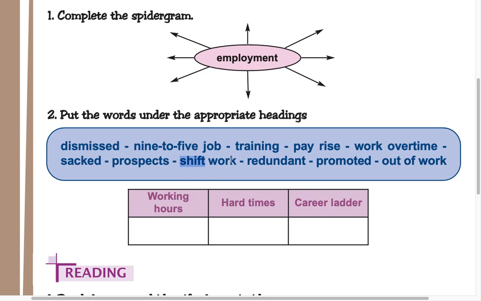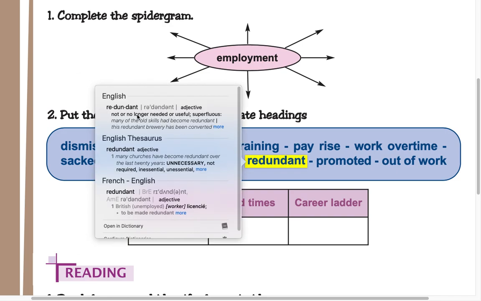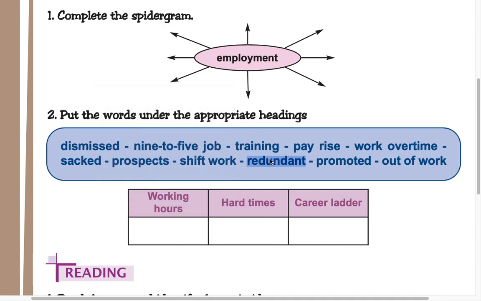Prospects under career ladder. Redundant is a word that means not or no longer needed or useful, that is superfluous. By that we mean, imagine they have too many secretaries, for example, so they tell one of them that they are redundant, so they no longer need them, and they ask them to leave. Promoted, getting a better job, so that goes under career ladder, and out of work is related to hard times.